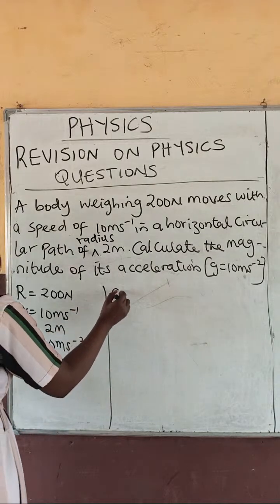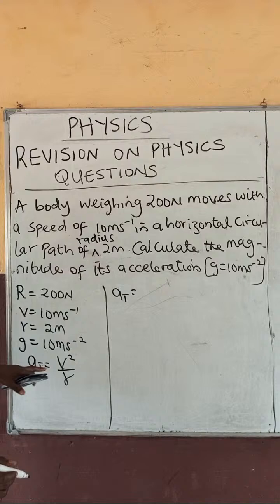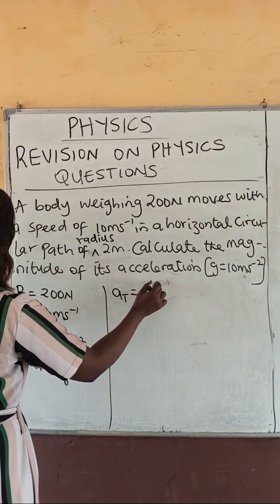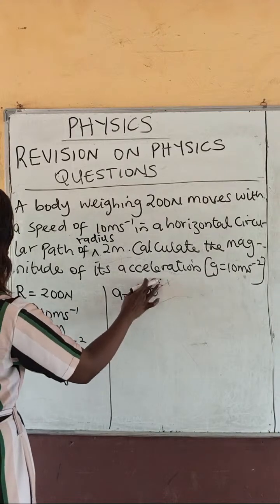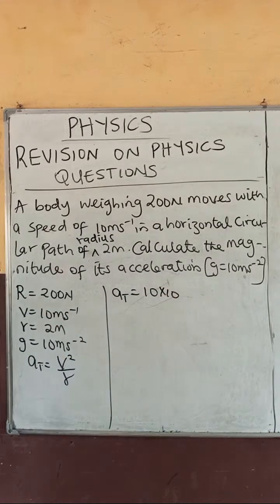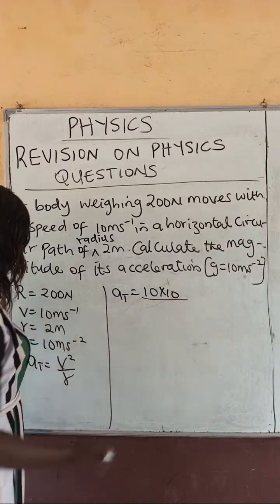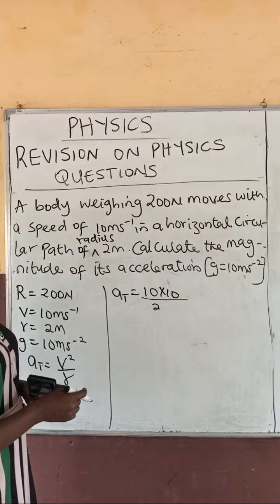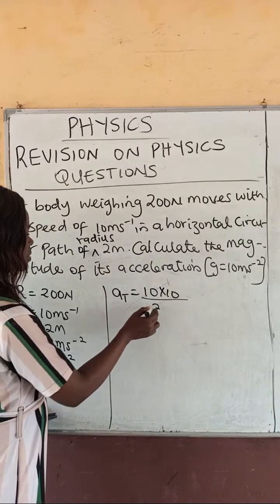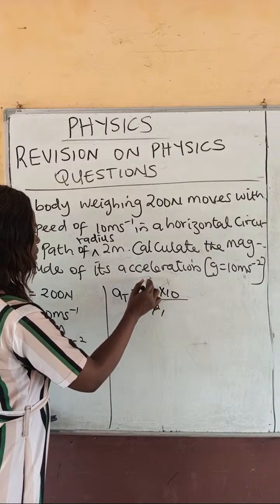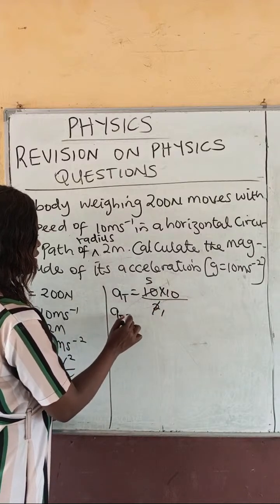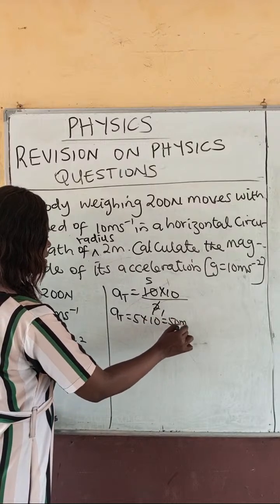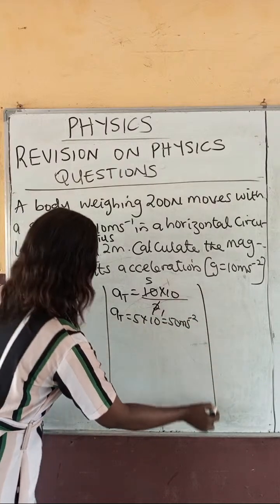Now, let's go. What's my v? My v is 10 square, which is the same thing as 10 times 10, divided by my radius, 2. If you divide this, you get 5. So the acceleration is 5 times 10, which gives me 50 meters per second square.